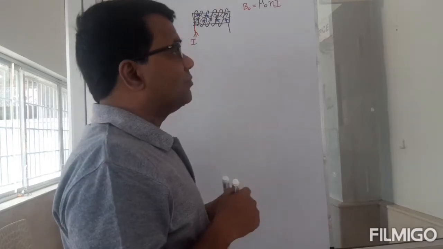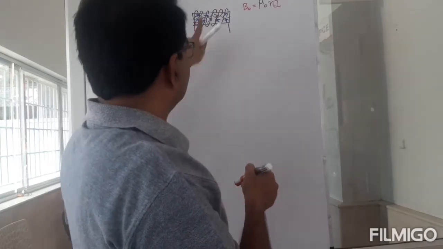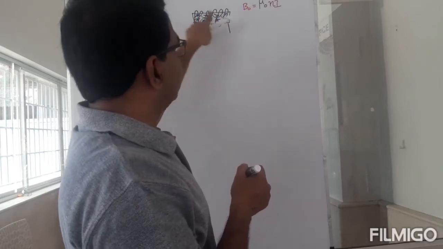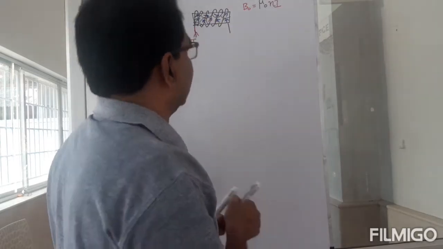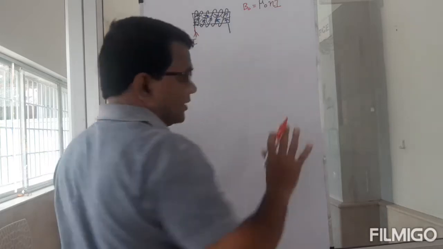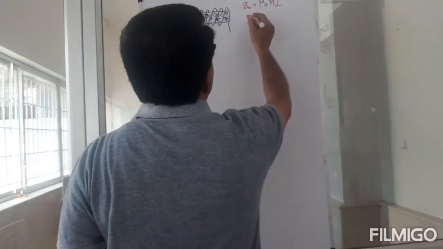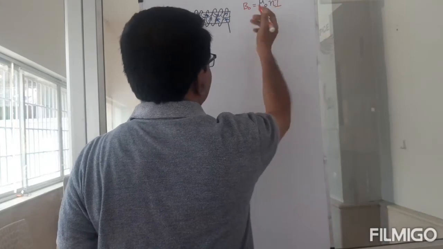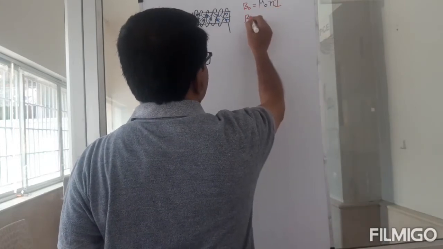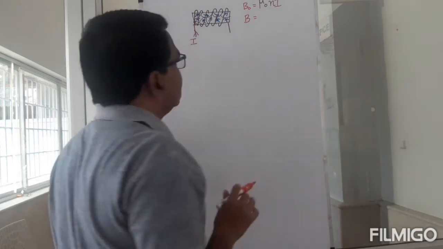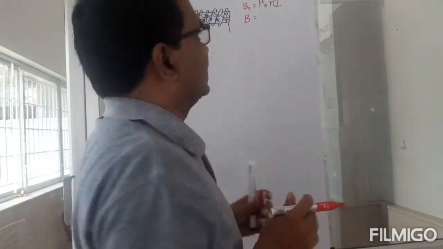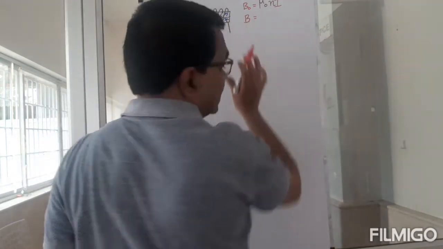And because of the presence of this B naught, these domains will try to align. Okay, and the net magnetic field of this bar magnet would be something like this. I am giving an approximate idea, but this general discussion is enough actually to understand the concept.